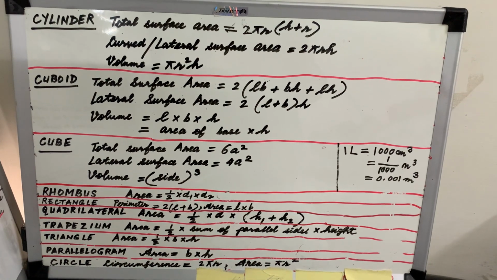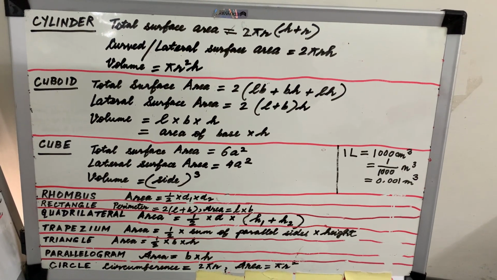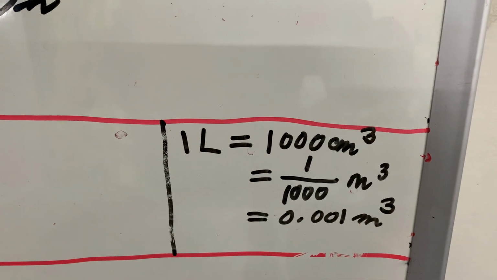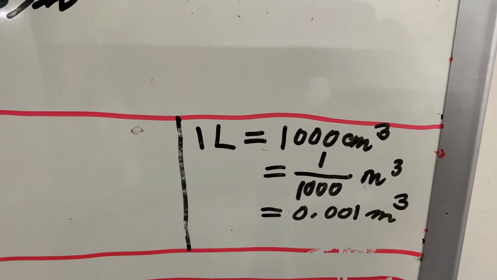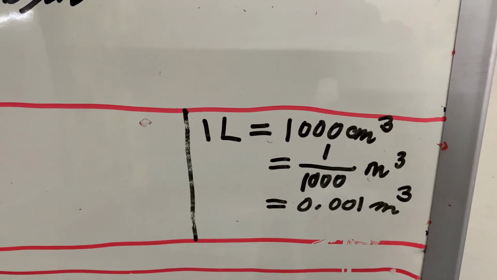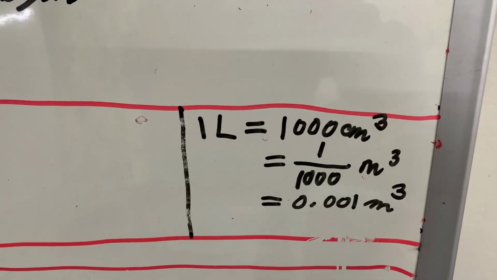There is a slight addition to this formula board today. You have to remember this formula for the volume: 1 liter equals 1000 centimeter cube, which is 0.001 meter cube.